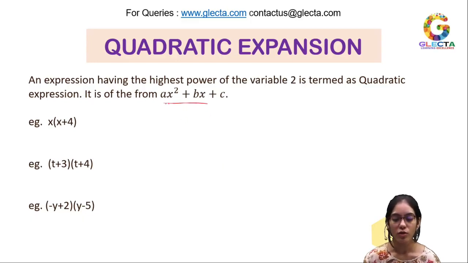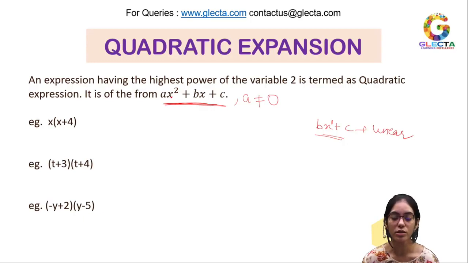So it is always of the form ax square plus bx plus c, where a is never equal to 0. Let's say if a is 0, then it will be bx plus c. So what is the highest power of x now? It is 1. So now this is not a quadratic expression, it's a linear expression. So for quadratic, in the expression there will have to be a variable whose highest power is 2.